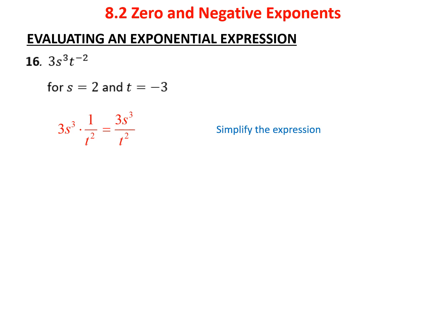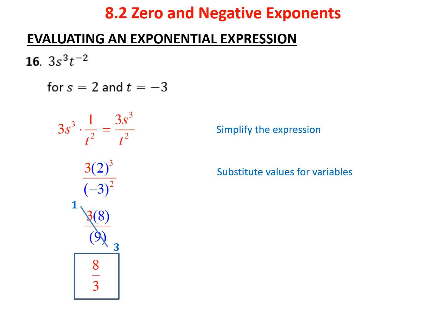Now let's put in our numbers. So I put in the values here, 3 times 2 cubed over minus 3 squared. So 2 cubed, 2 times 2 times 2, is 8. Notice on the bottom, negative 3 squared, a negative times a negative is positive. So I end up with 3 times 8 over 9. 3 goes into 9 3 times, so I can do this simplification. And I end up with simply 8 divided by 3, 8 thirds, or 2 and 2/3 if you wanted to make it into a mixed number.